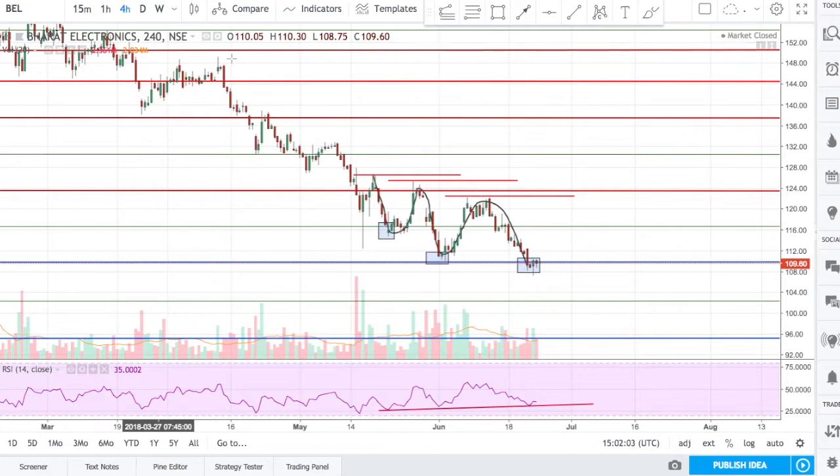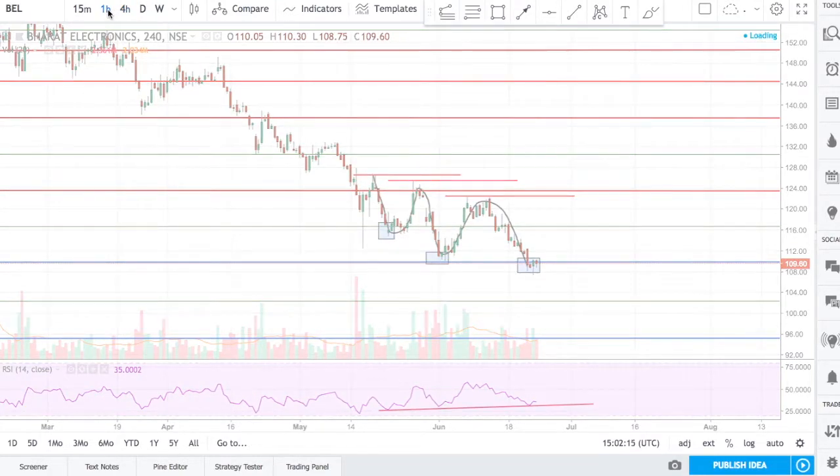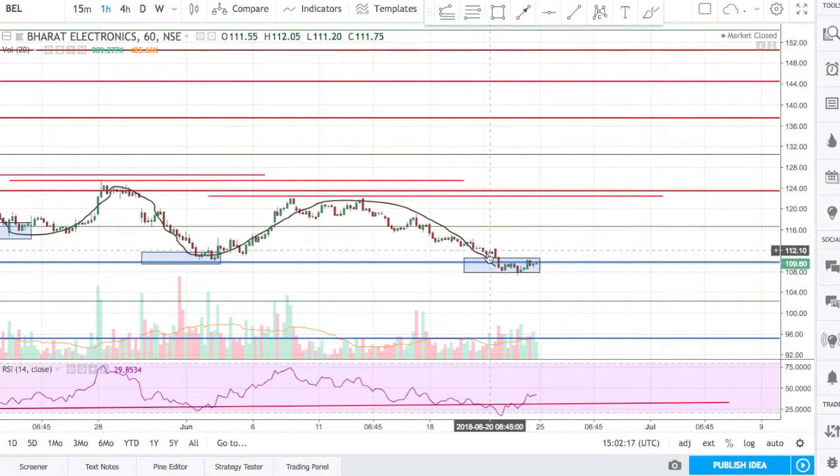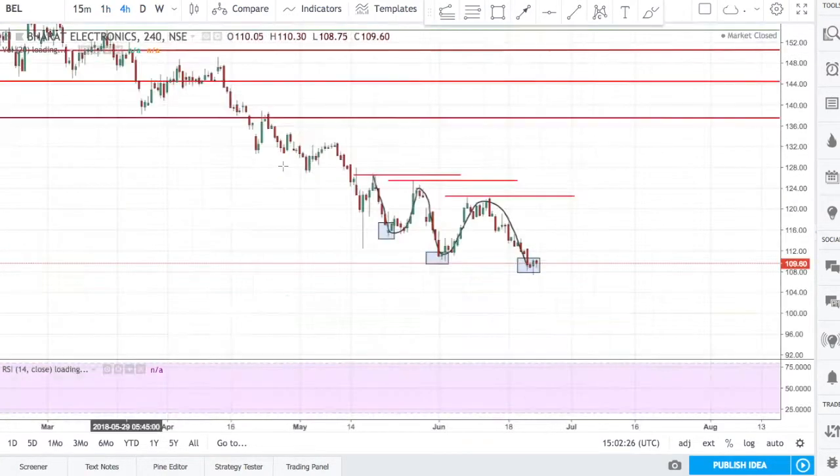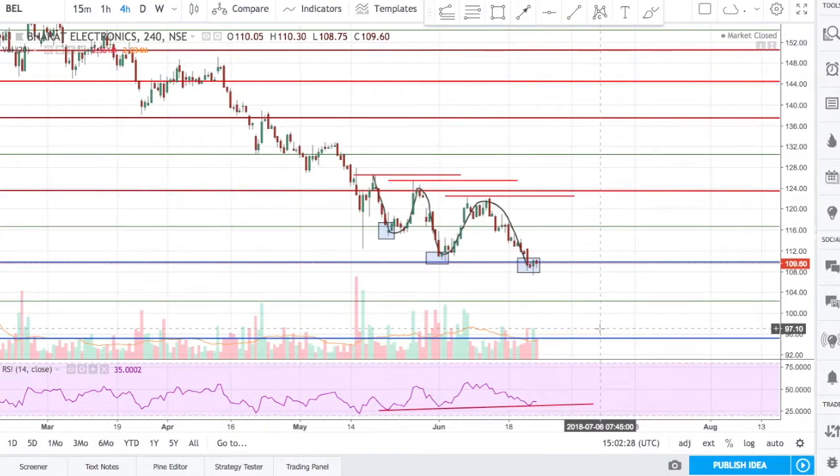So once we have the setup, the next condition is to wait patiently till we get a convincing higher high either on the 4-hour chart or on the 1-hour chart. This is our 1-hour chart. We haven't had a convincing higher high on a 1-hour chart as well as on a 4-hour chart until now.